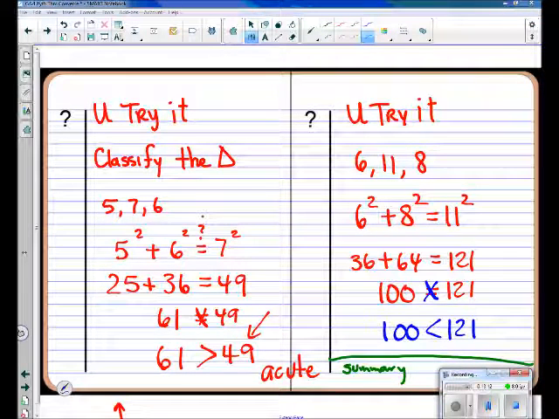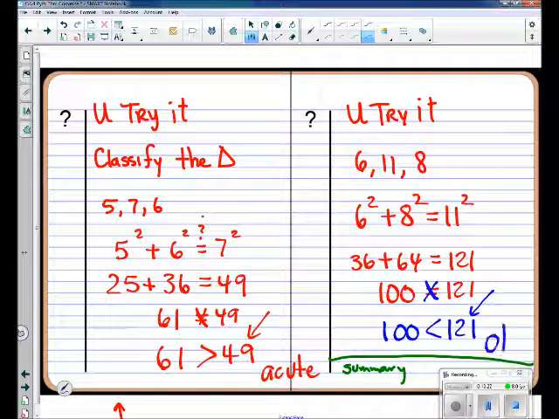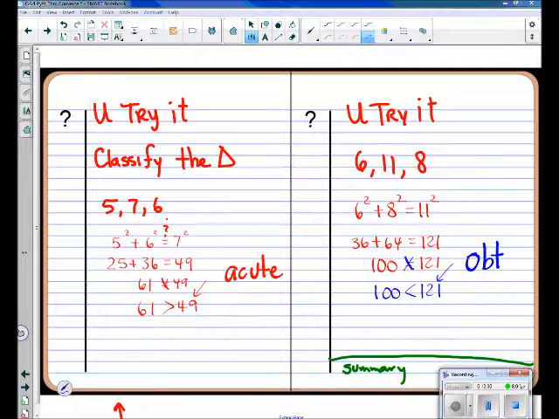All right, there you have it. After doing the Pythagorean theorem converse, I find out that 100 is less than 121. And in other words, the thing I was hoping to be my hypotenuse is too big to be equal to a squared plus b squared. In other words, this is not a right triangle, but an obtuse triangle.